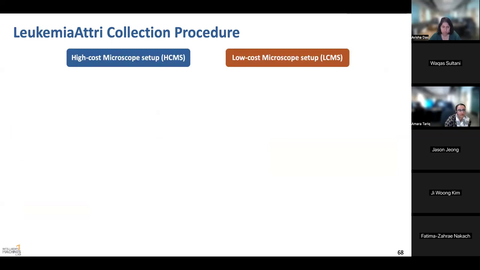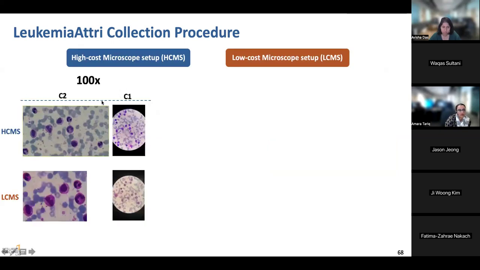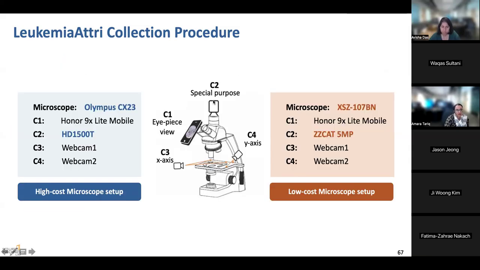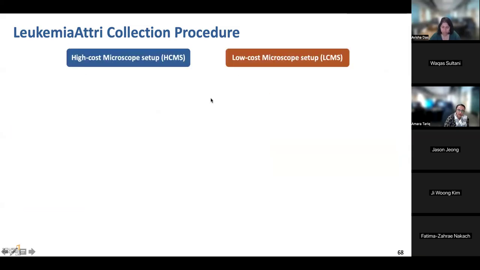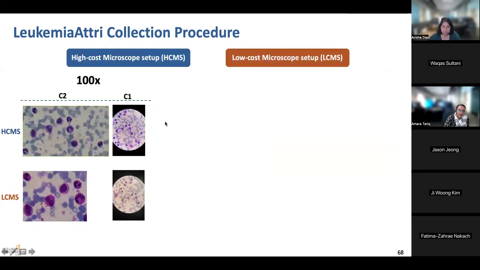Again, as was shown before, we had the low quality camera, so this is C2, which here means a special purpose camera, and C1 is the mobile phone camera. We have the high quality microscope and we take these images, which are captured by the cameras. You can see there's a difference. This image is smaller because the low quality microscope has a small field of view, and the high quality microscope captured a big area.